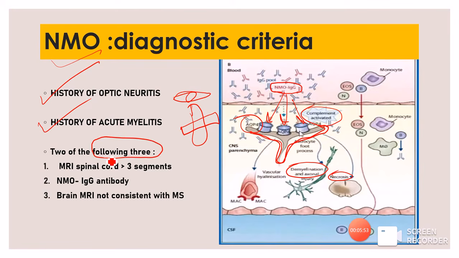That is, number one, MRI of the spinal cord will show involvement of more than 3 segments, and then NMO IgG antibody should be positive, and the brain MRI should not be consistent with MS. That means you should not see those typical lesions with MS, that is the periventricular and juxtacortical and infratentorial. Instead, in case of NMO, the lesions that you see are the hypothalamic lesions or the posterior fossa lesions, right? So any two of the three will give you the diagnosis of NMO.